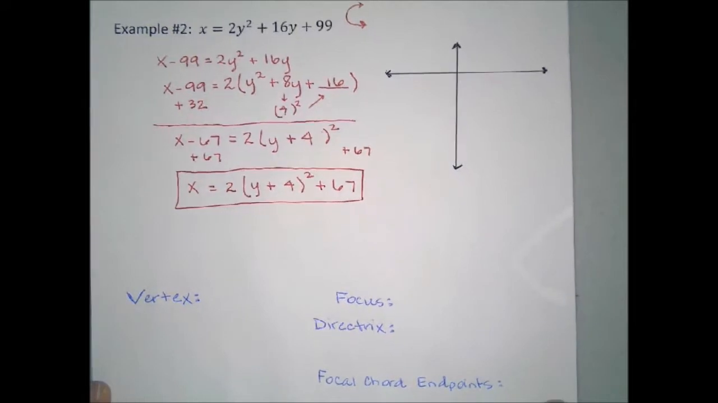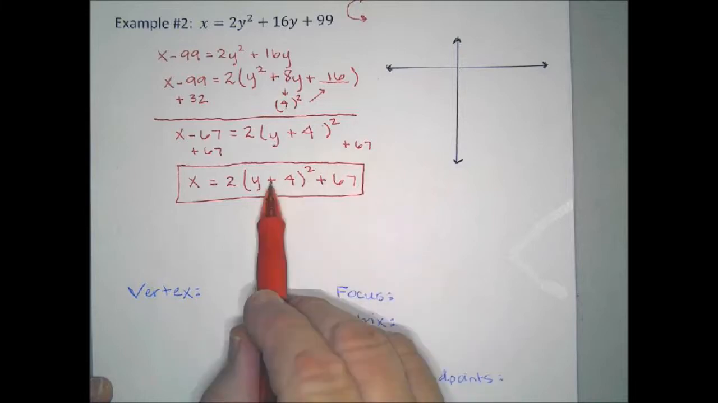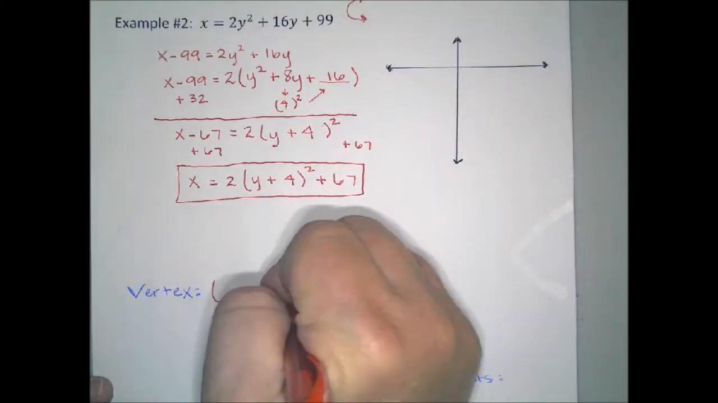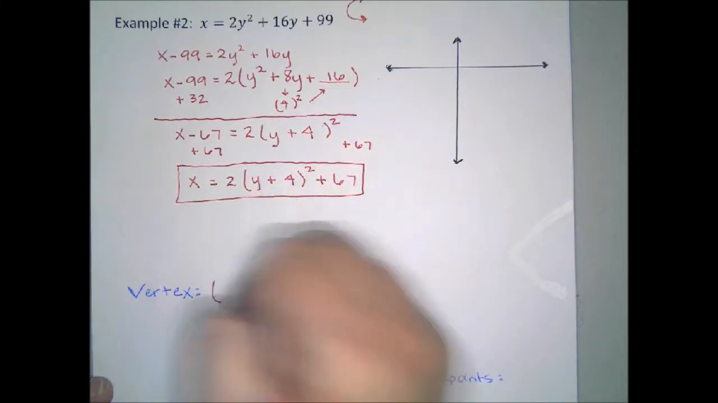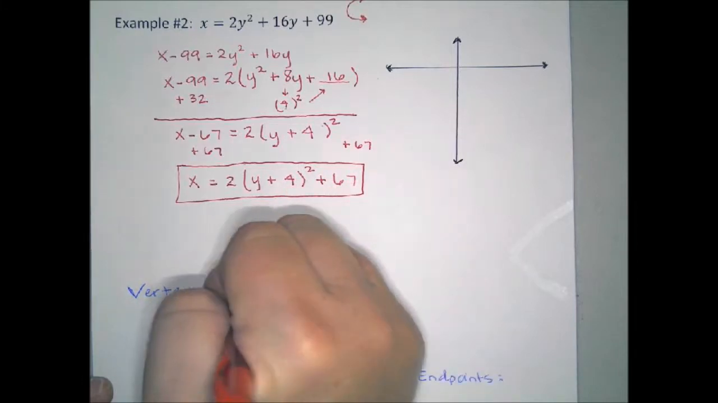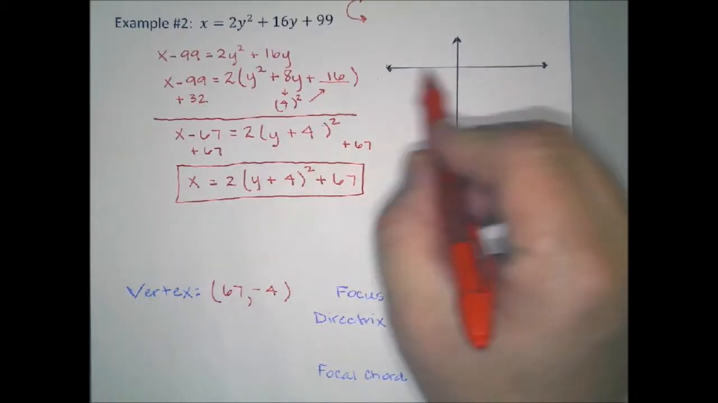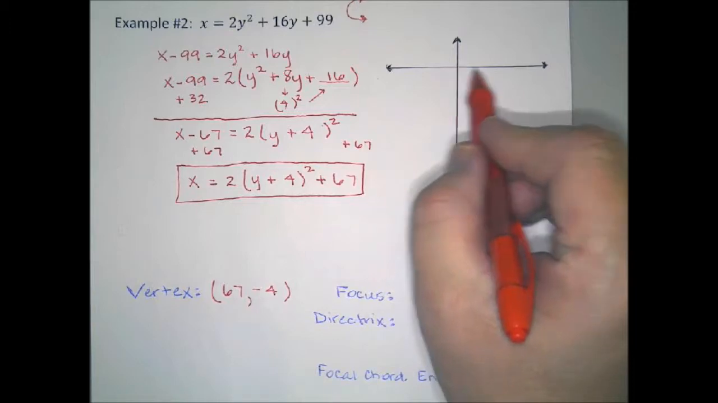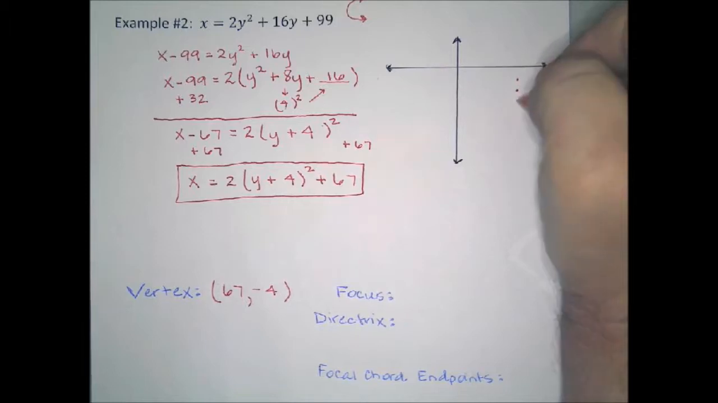I can now see exactly where the vertex is simply by looking at the equation. My y-coordinate of the vertex is -4, opposite of what's in the parentheses, same as what isn't, 67. So 67, -4 is my vertex. So what I'm going to do here is, I don't have grid lines on this. I'm just going to say this is 67 right there, and then I'm going to go down 1, 2, 3, 4.